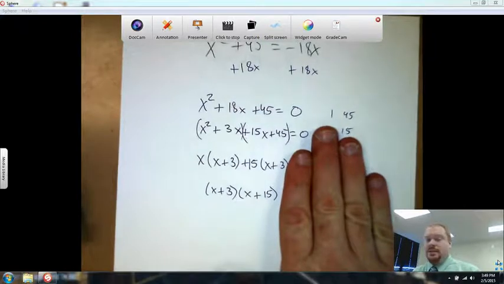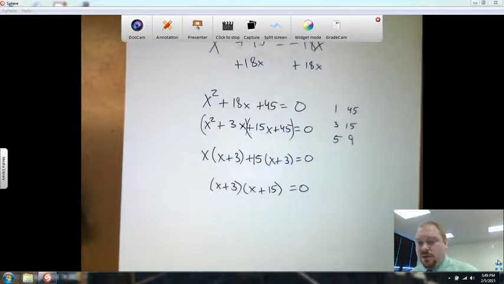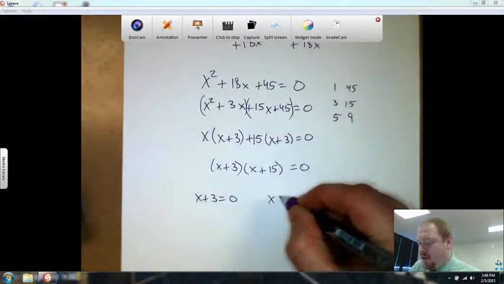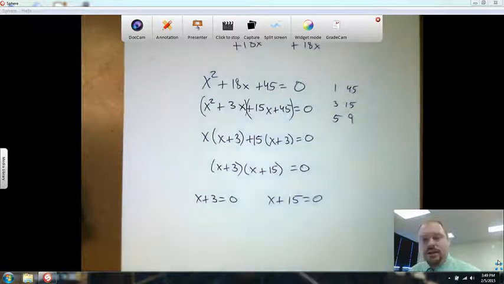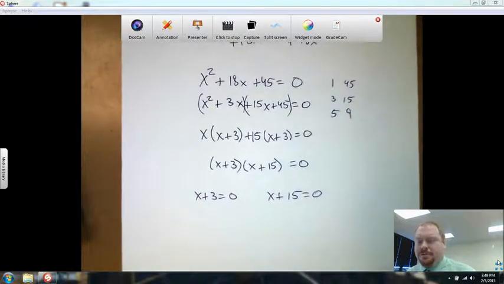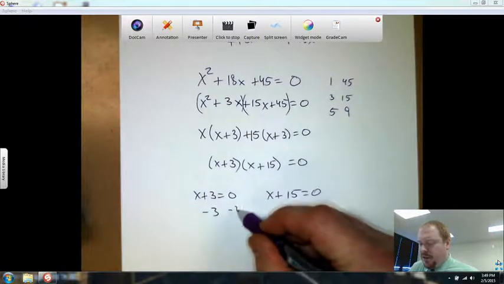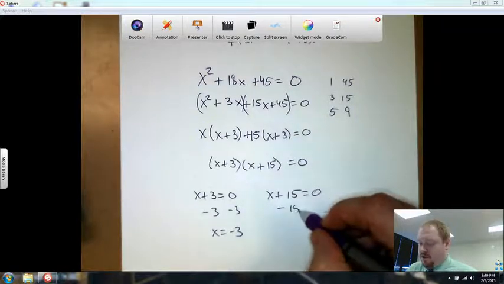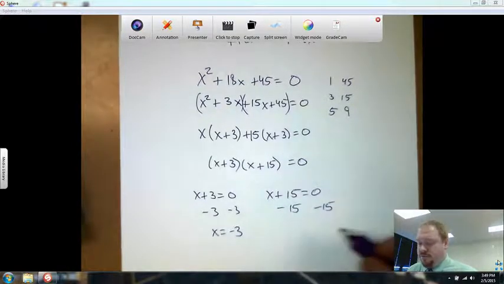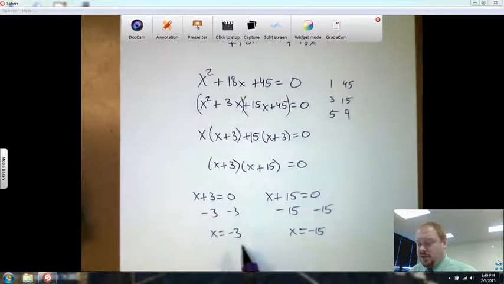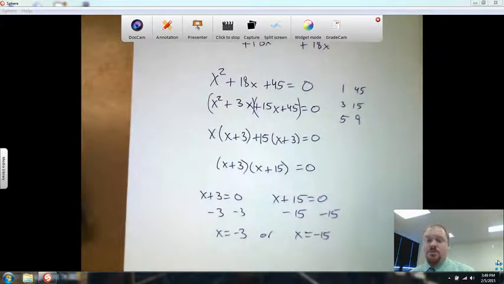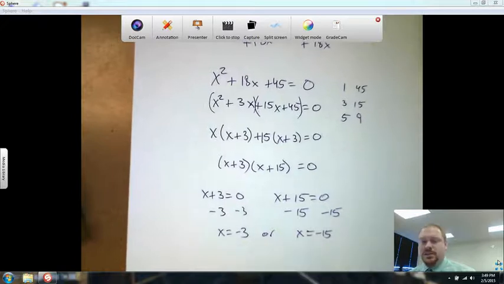That is factored. Now, if it has equals, I set each of these equal to 0, and I solve. Little one or two step equation, no big deal. Subtract 3 from both sides. x equals negative 3. Over here, subtract 15. x equals negative 15. So, x equals negative 3 or x equals negative 15 because it can't be more than one number at the same time. So that's why it's or.